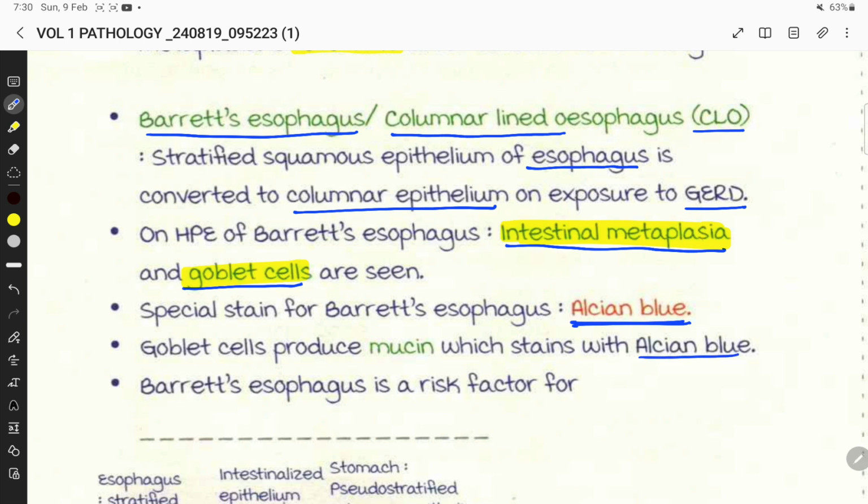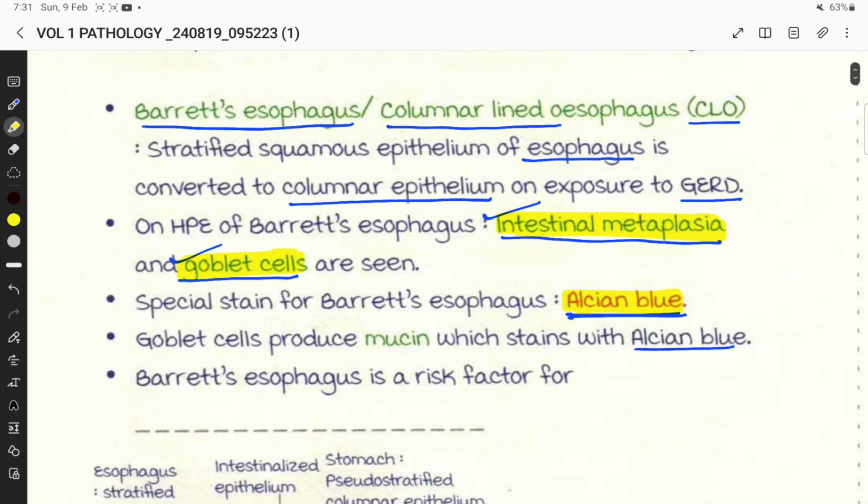On histopathology, intestinal metaplasia and goblet cells are found. The special stain is Alcian blue. The goblet cells produce mucin, which stains with Alcian blue.